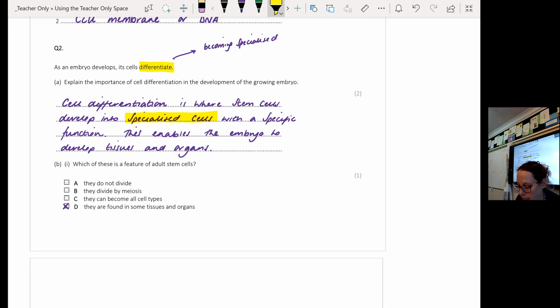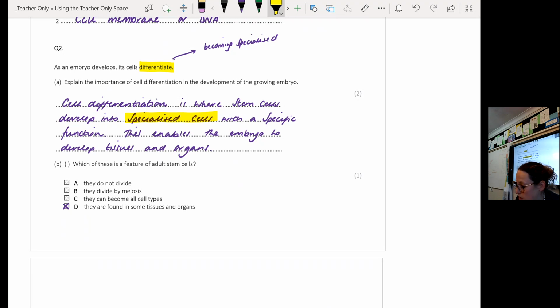So, for example, you could say cell differentiation is where stem cells develop into red blood cells or muscle cells and have a different function. That would have got you 1 mark. And some of you did say something like that, so would have got 1 mark for this question. You then need to tell me why that's important. Why is it important for an embryo to have different specialised cells?